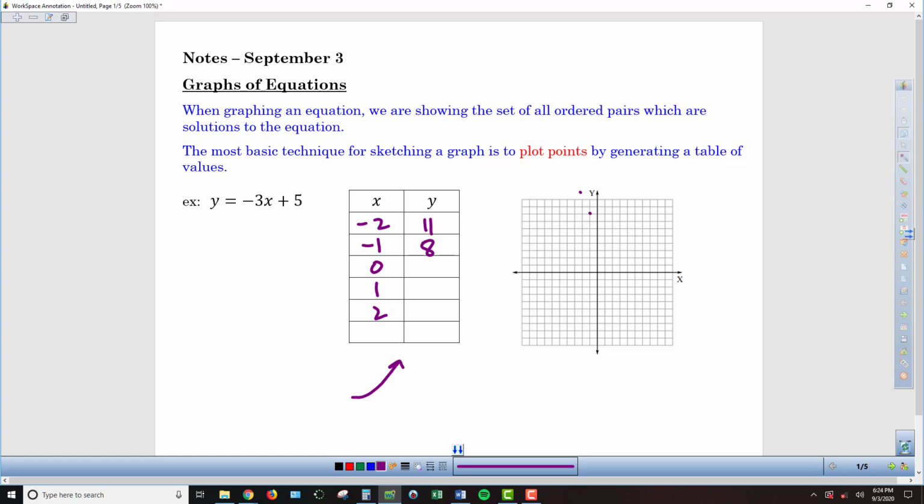Then we can just continue. If we plug in 0 for x, hopefully it's obvious that we get an output of 5. And we should be familiar with this type of equation. It's written in slope-intercept form, so we probably could have graphed it without having to use a t-table. But if we continue the pattern here, plug in 1, we get out 2. If we plug in 2, we get out -1. So we can plot those last couple of points here and here. And so now we can draw the line that represents all of the infinite solutions of that particular equation.